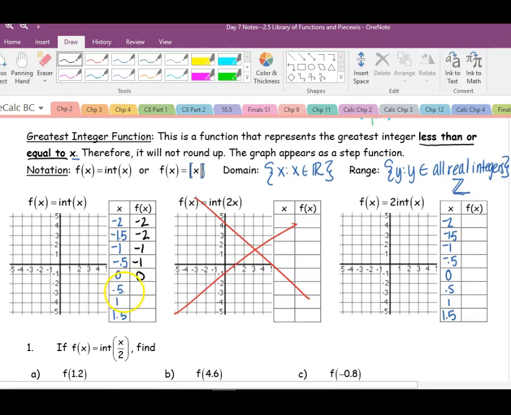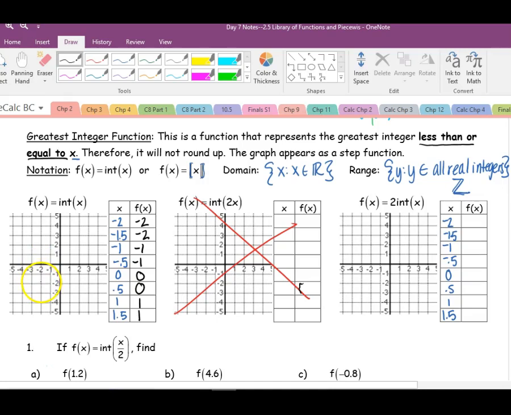For 0.5, you're rounding down to the closest integer, which is 0. 1 is already an integer, so it's 1. For 1.5, we're rounding down to the smallest integer closest to it, which is 1. So again, this is going to look like a step function.